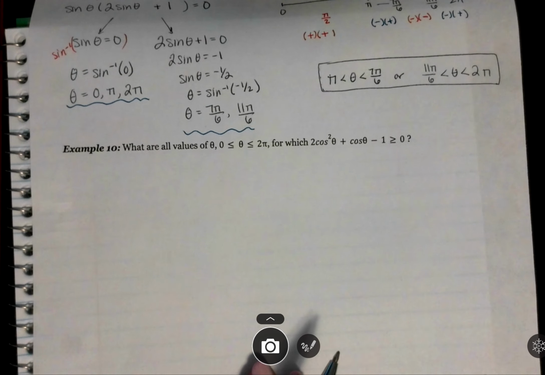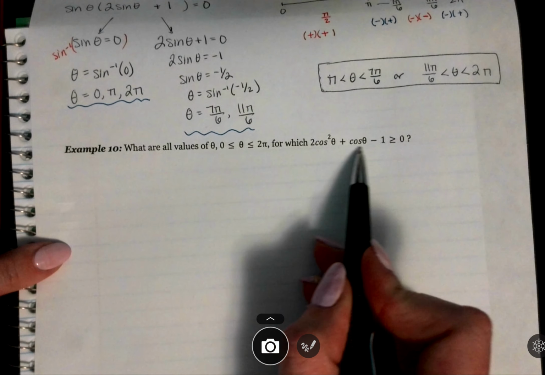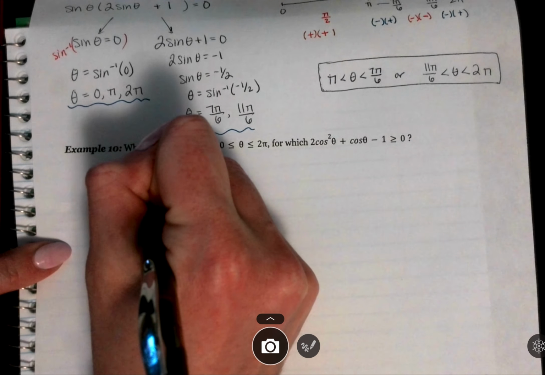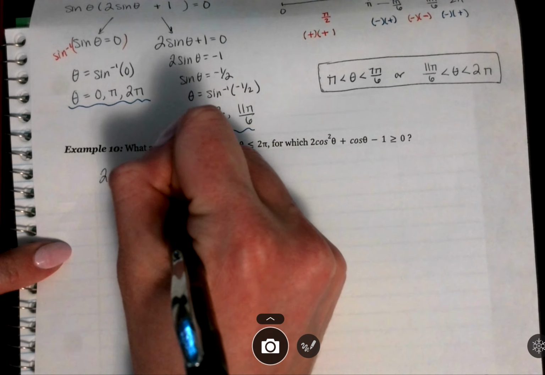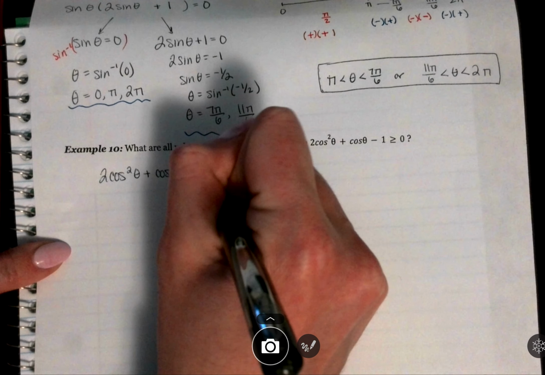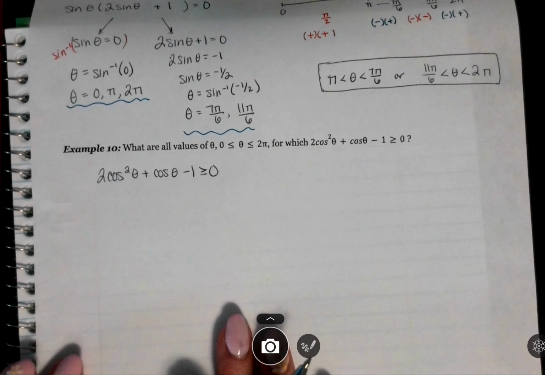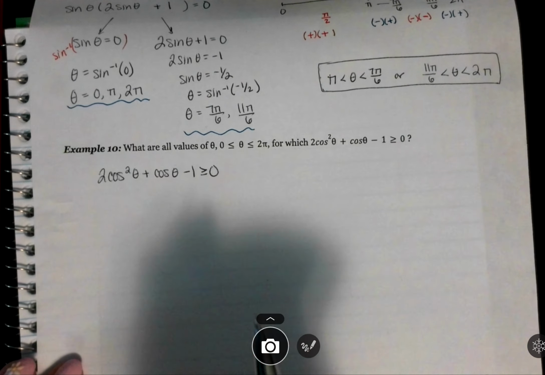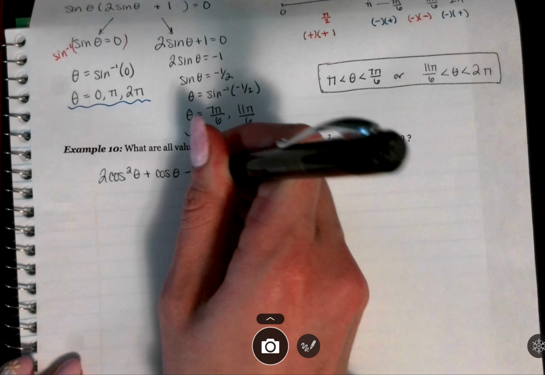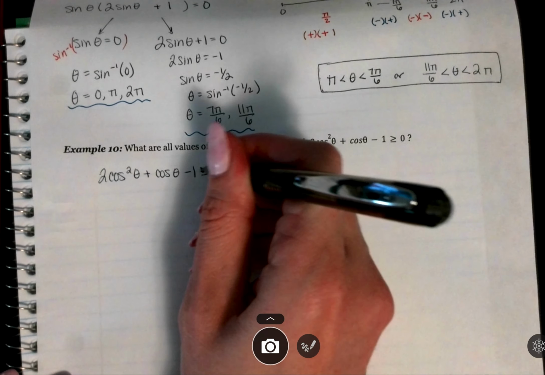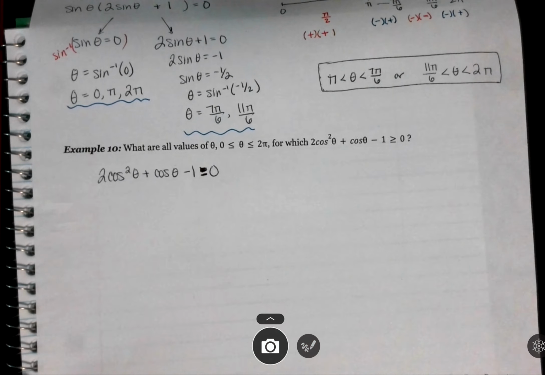So I'm going to start the same way. I'm going to set this part equal to 0. So I have 2 cosine squared theta plus cosine theta minus 1 equals 0. I'm so sorry, that should be an equal sign. Equals 0. So now I want to factor this.